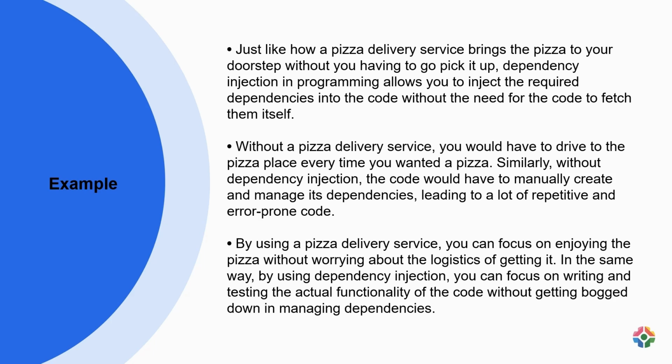Without a pizza delivery service, you would have to drive to the pizza place every time you wanted a pizza. Similarly, without dependency injection, the code would have to manually create and manage its dependencies, leading to a lot of repetitive and error-prone code. By using a pizza delivery service, you can focus on enjoying the pizza without worrying about the logistics of getting it. In the same way, by using dependency injection, you can focus on writing and testing the actual functionality of the code without getting bogged down in managing dependencies.